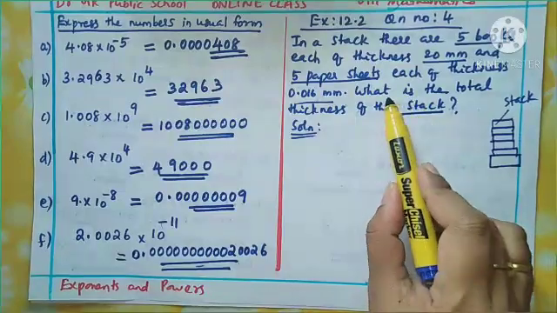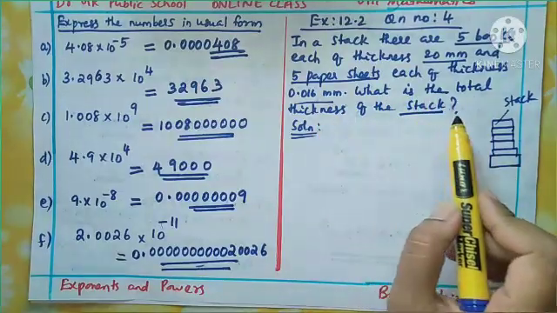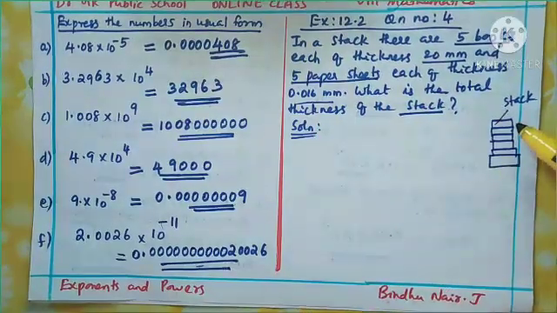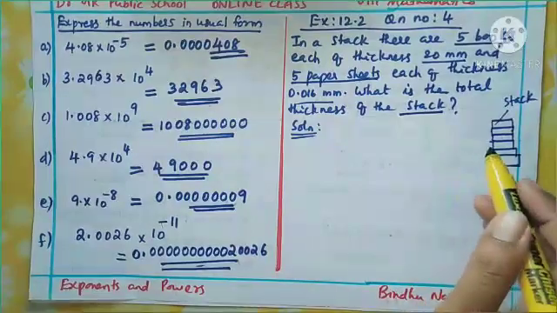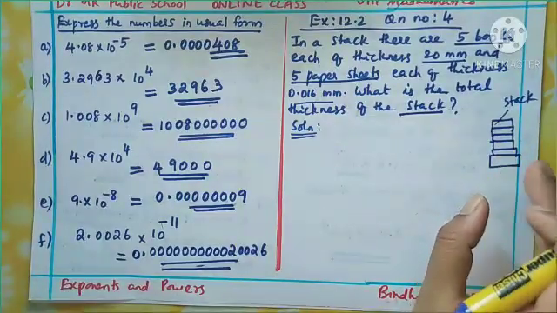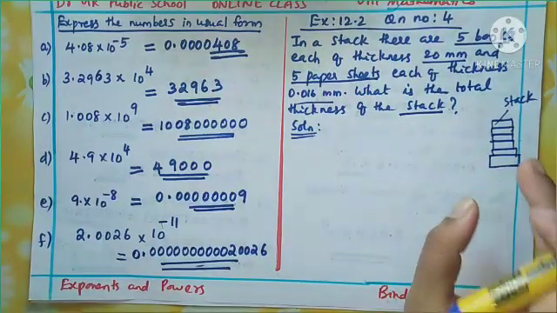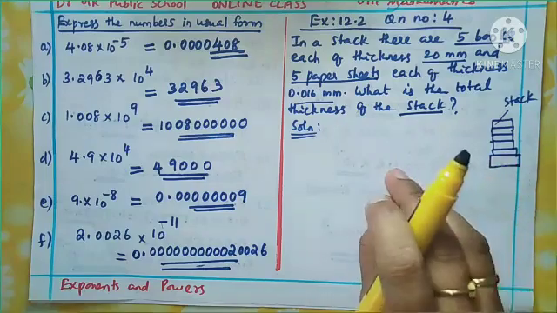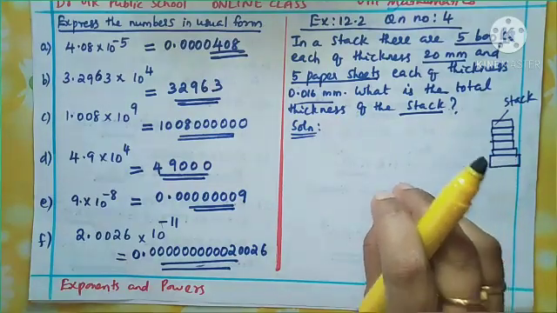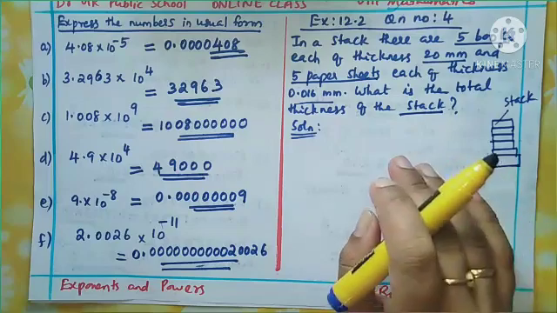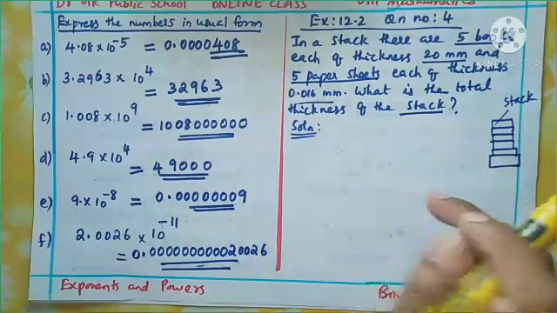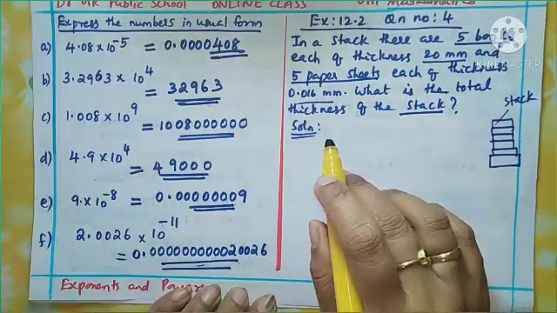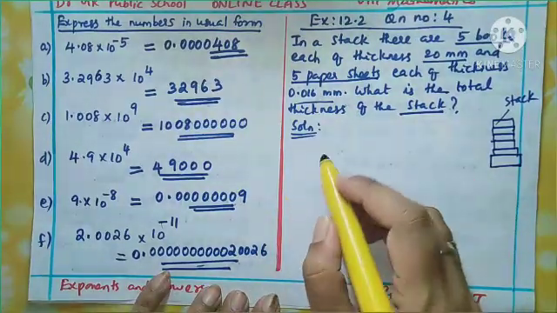And it is asked, what is the total thickness of the stack? So adding the thickness of the 5 books and the 5 paper sheets, you want to find the total thickness. And the important thing is, whatever answer you get, you want to convert it into standard form. Because it is a word problem, you just want to write the steps.